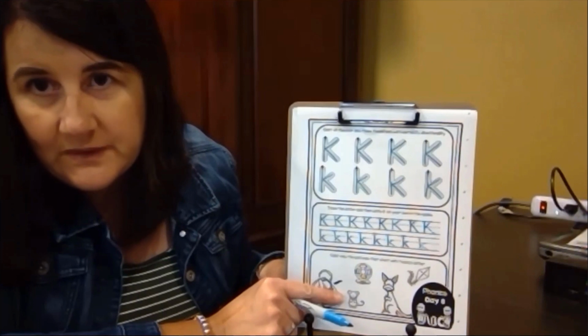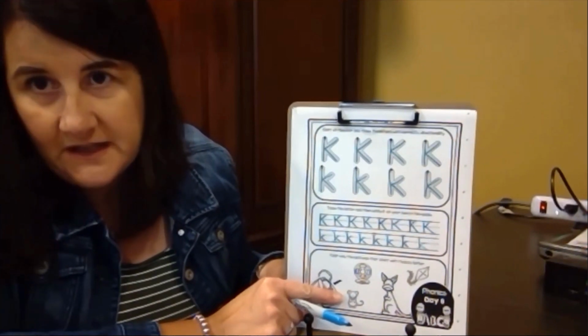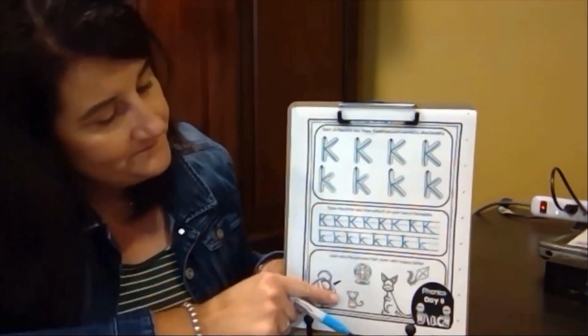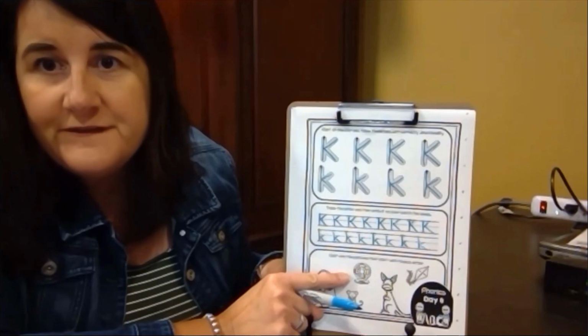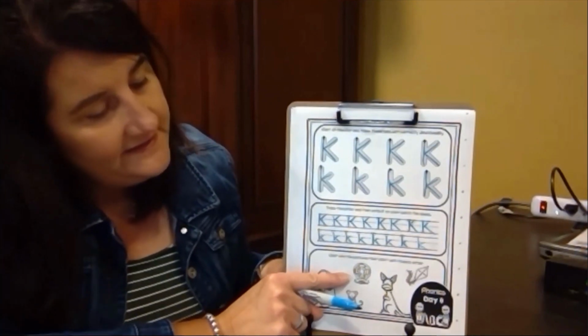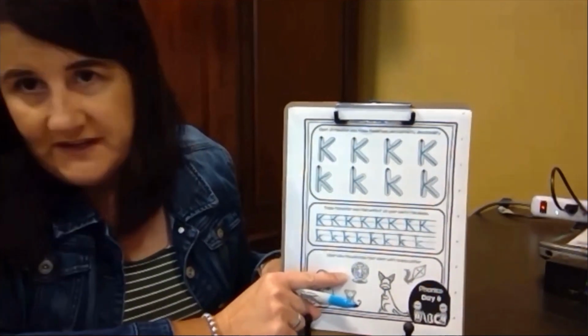Mouse begins with M. So we're not going to color mouse because it does not begin with K. Next, we have fan. Fan begins with F, so we do not color fan.